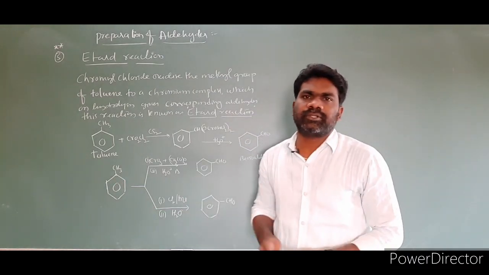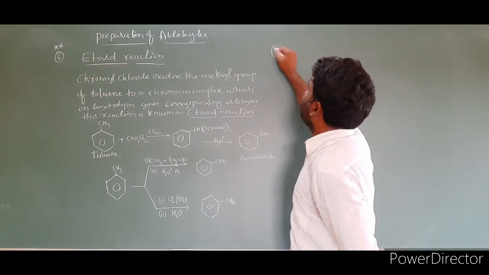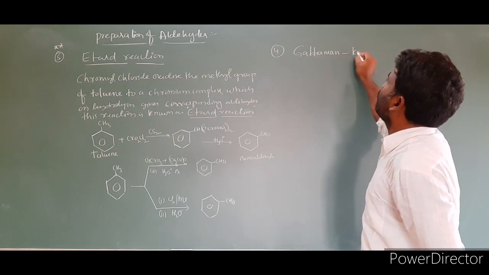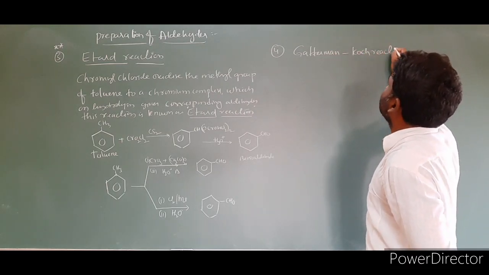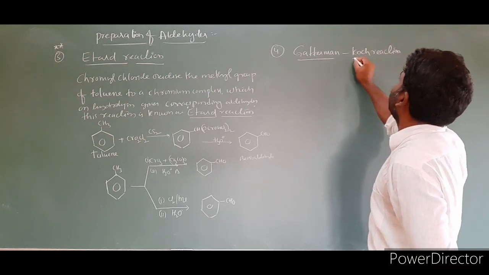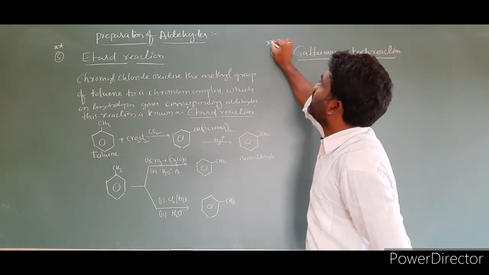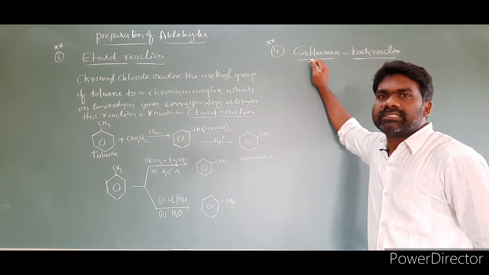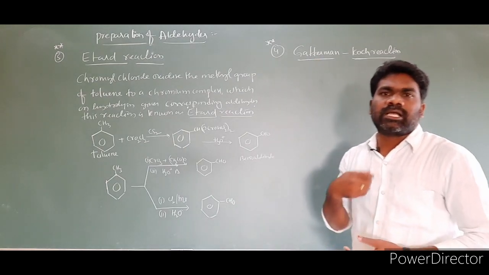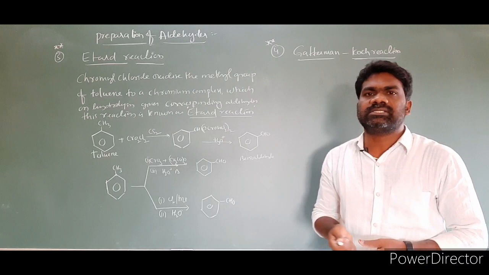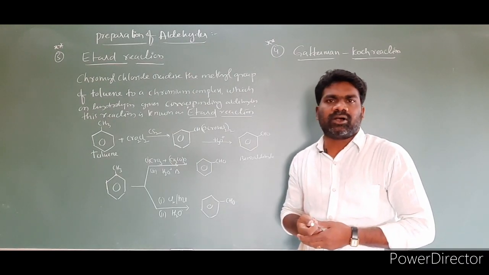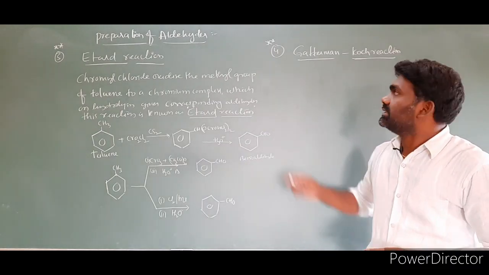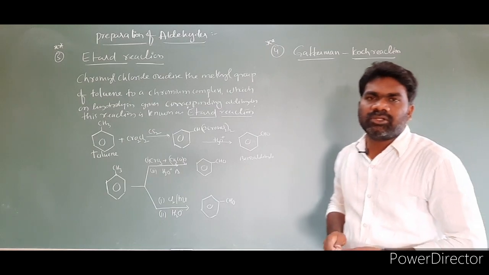Next, the fourth one, the Gattermann-Koch reaction. It is also a named reaction, important for PUC. The statement regarding the Gattermann-Koch reaction: benzene and its derivatives are treated with carbon monoxide and hydrochloric acid in presence of anhydrous AlCl3 or CuCl, giving benzaldehyde or substituted benzaldehyde. This reaction is known as the Gattermann-Koch reaction.